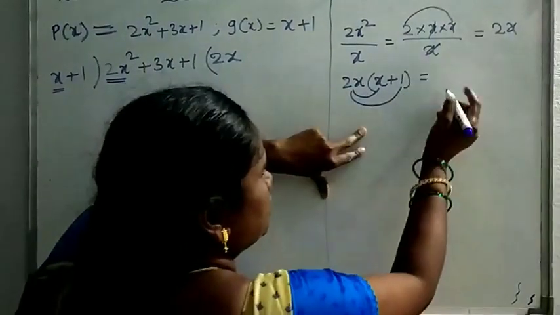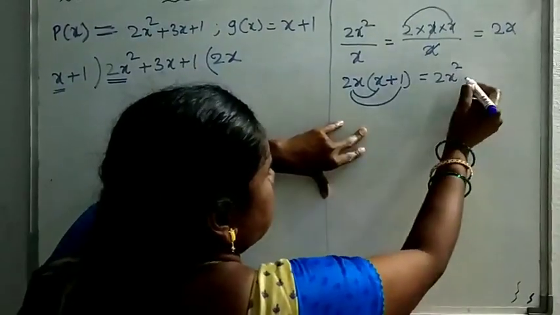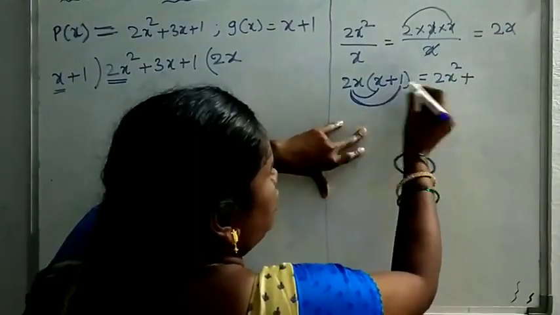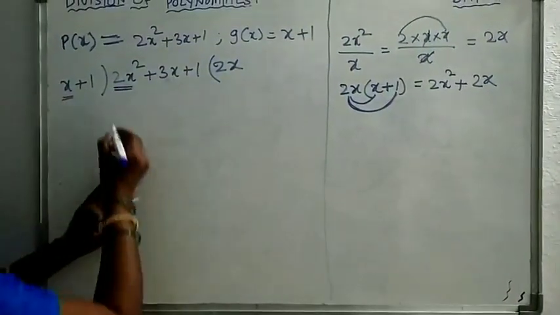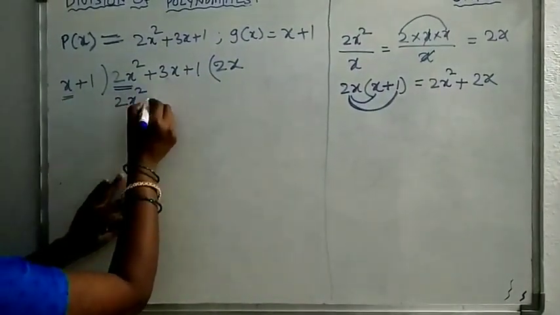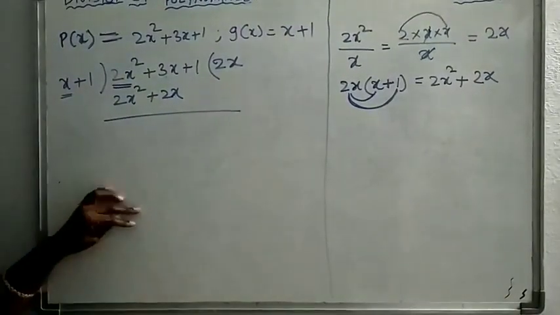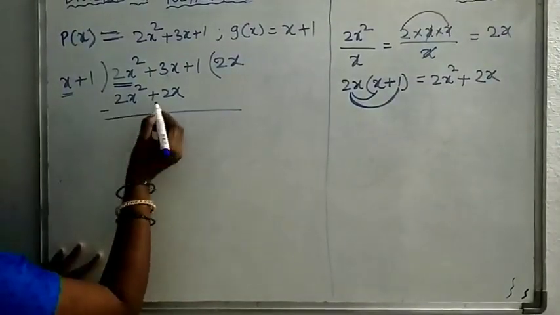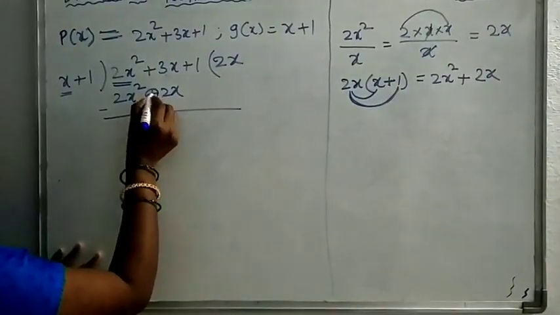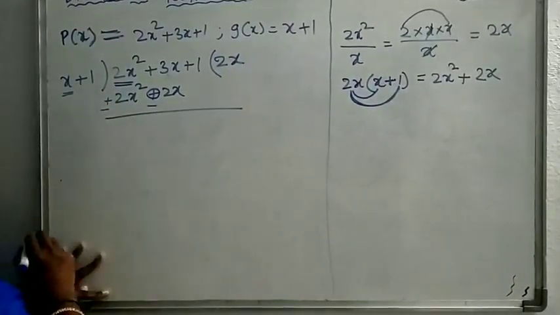What is 2x into x? 2x square. We have plus here. 2x into 1, it is 2x. Now we have to write this under the dividend. 2x square plus 2x. So what have to do, children? Again subtraction. That means signs will be changed. Plus will become minus. Here also plus become minus.